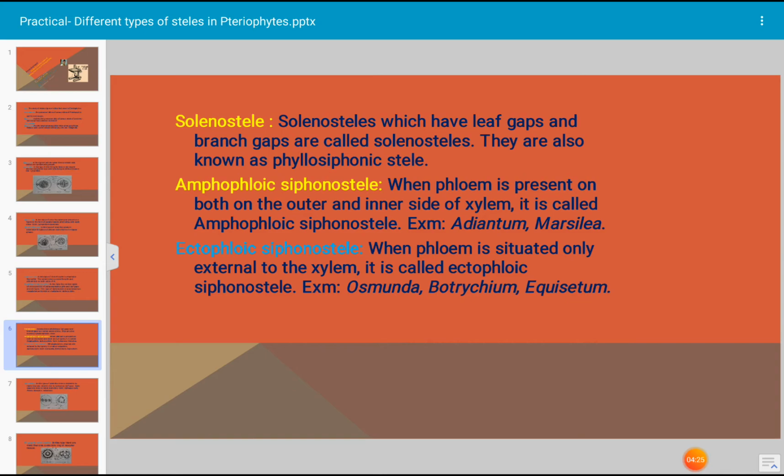Next, another type of stele which occurs in pteridophytes is Ectophloic Siphonostele. In this type, when phloem is situated only external to the xylem, it is called Ectophloic Siphonostele. Such a type of stele occurs in Equisetum, Osmunda, Botrychium. In these plants, Ectophloic Siphonostele occurs.